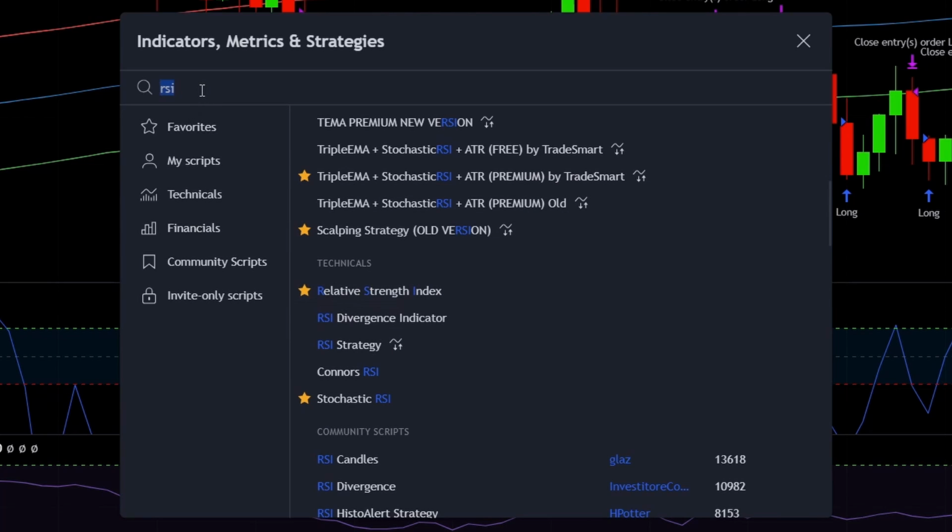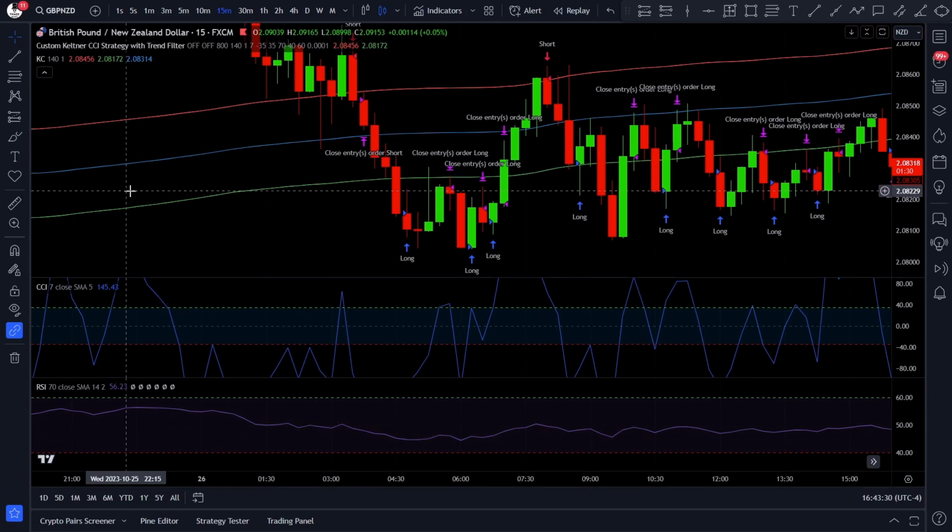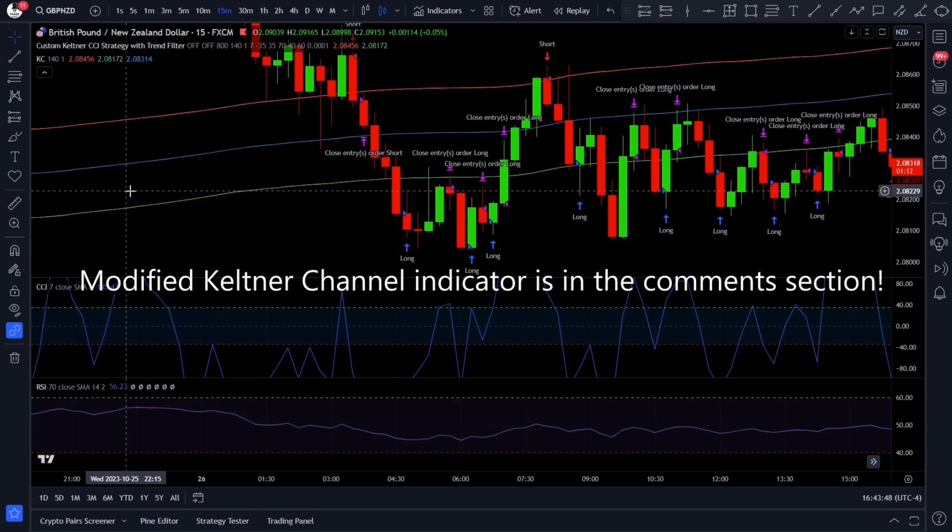And finally our last indicator is something different. It is a custom-made Keltner channel indicator. So if you want to use this strategy correctly, the normal Keltner channel indicator won't be good. Instead we used one of our own modified Keltner channel indicators, and I will leave the specific code in the comment section. Remember that script is not the full strategy, it's just a modified Keltner channel indicator.